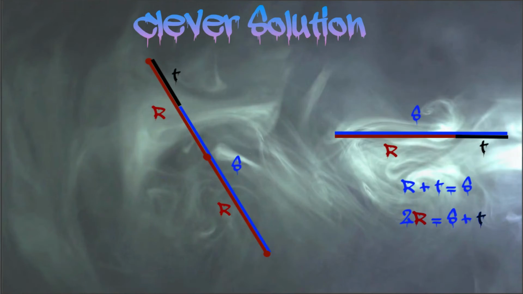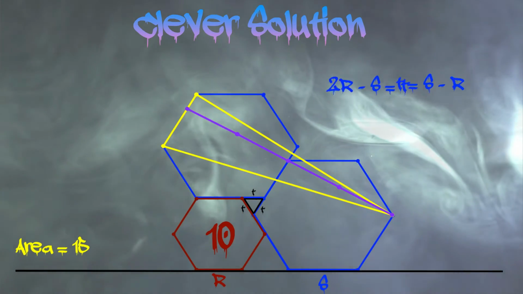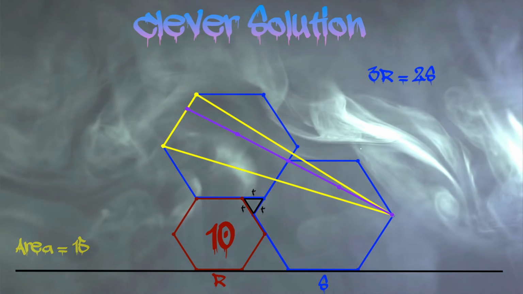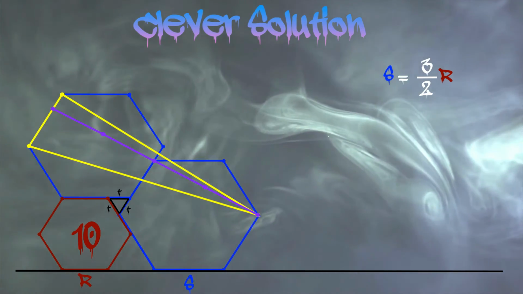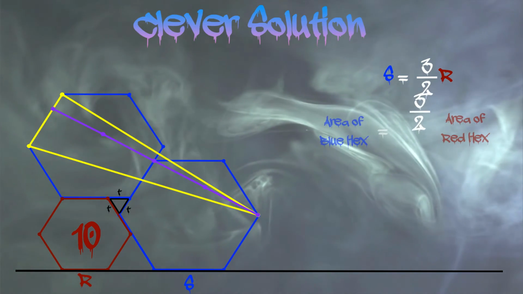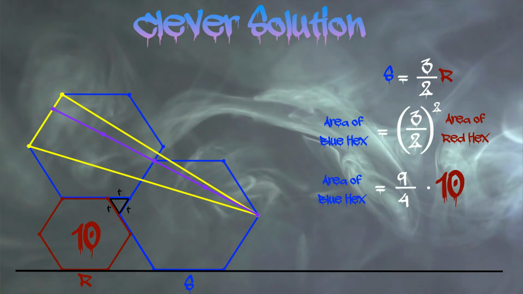Turns out you can. Remember about 1 minute and 40 seconds ago when we noticed a relationship between some side lengths, which produced 2 equations that we solved to figure out that s was equal to 3/2 of r? Because the hexagons are similar, when we scale the sides by a factor of 3/2, we scale the area by a factor of 3/2 squared, or 9/4. That means the area of a blue hexagon is 90/4.